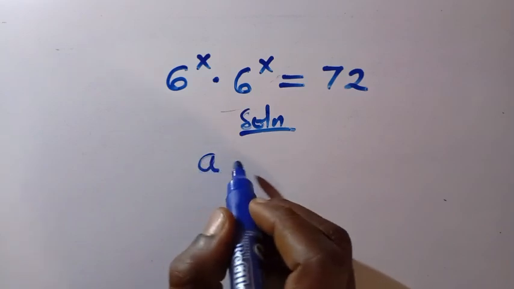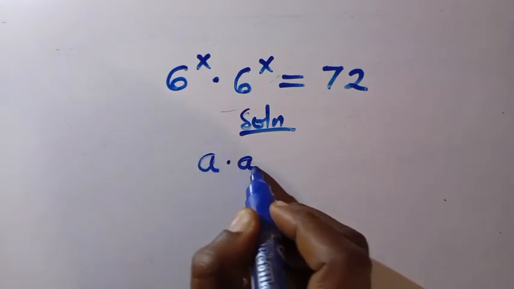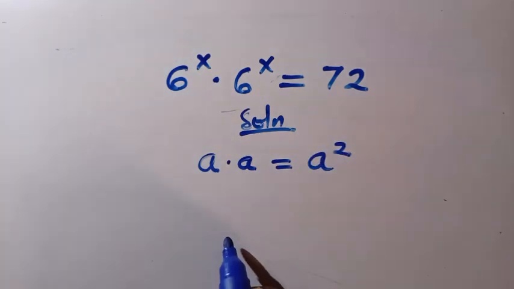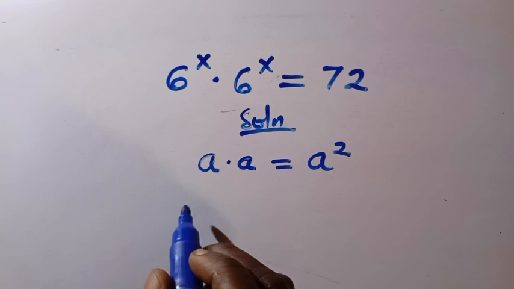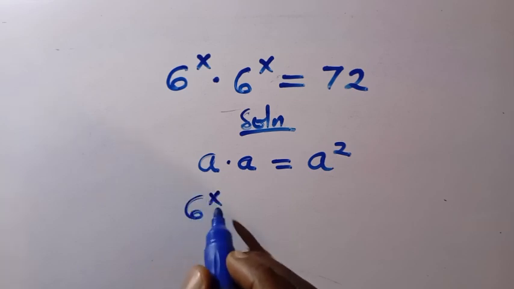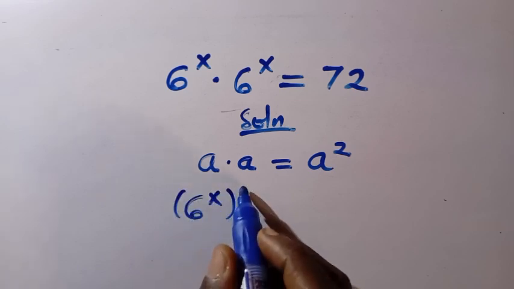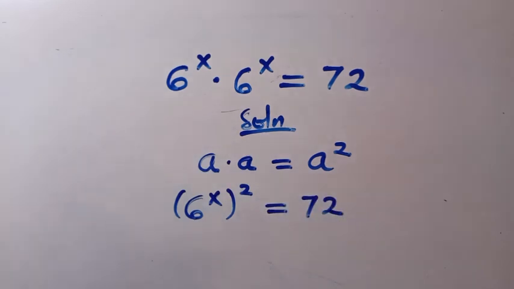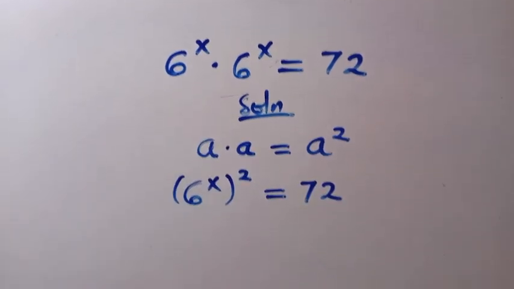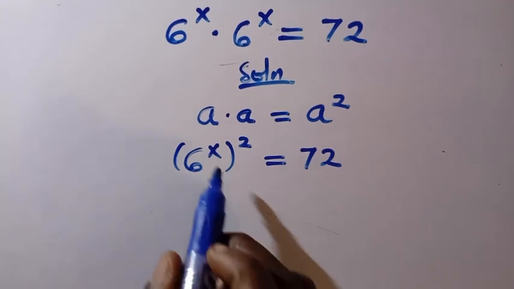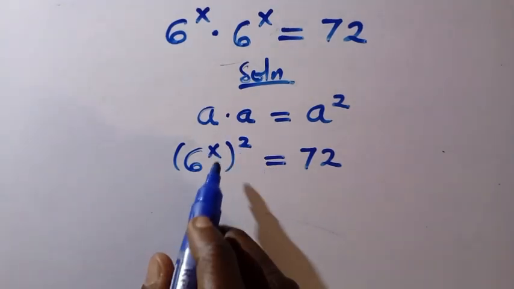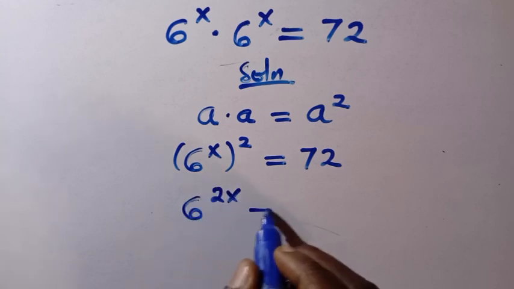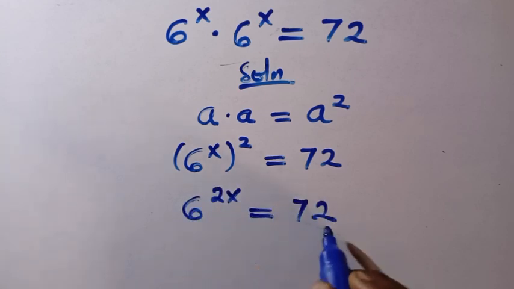Let's say we have a multiplied by a. This equals a raised to power 2. That is, from here, we consider this as 6 raised to power x raised to power of 2 equals 72. And then let's multiply x and 2 together. So when we multiply x and 2, we have 6 raised to power of 2x equals 72.